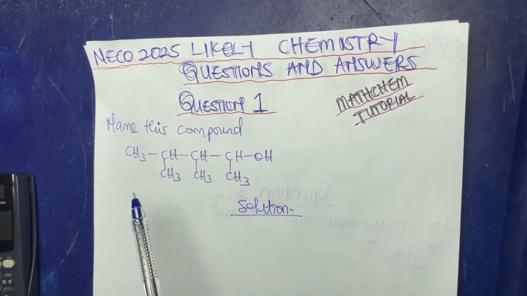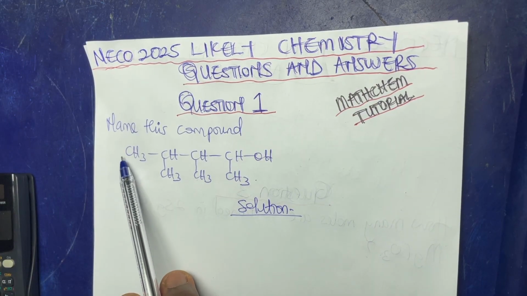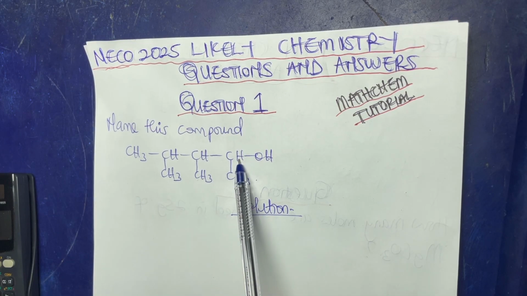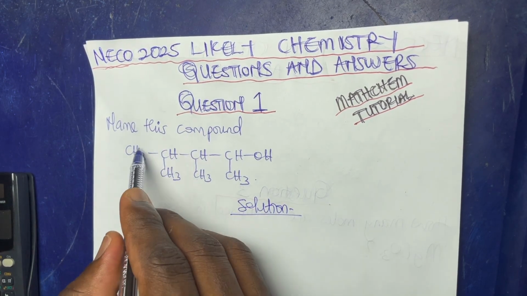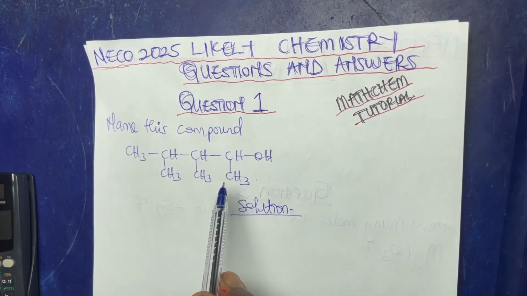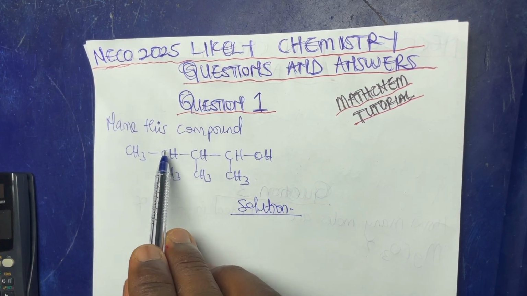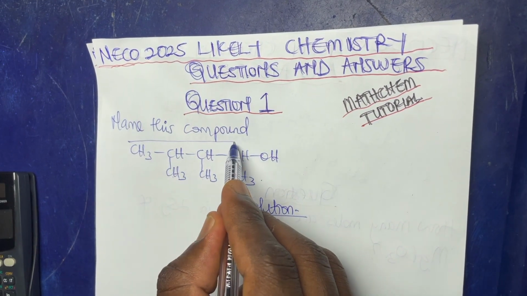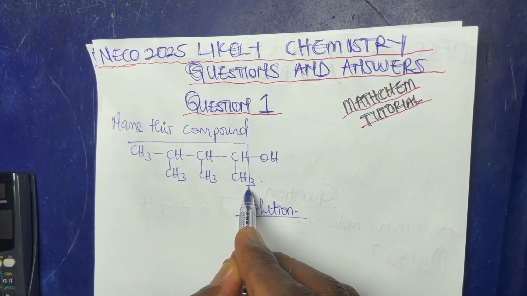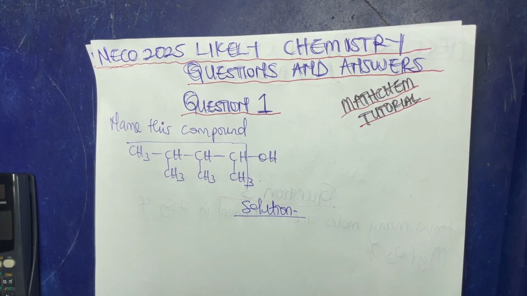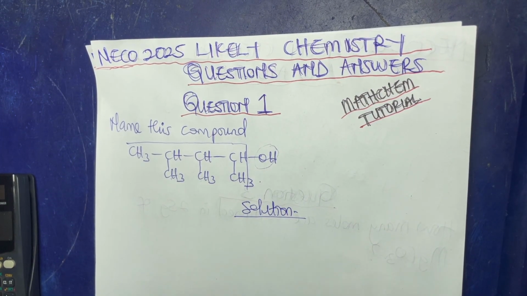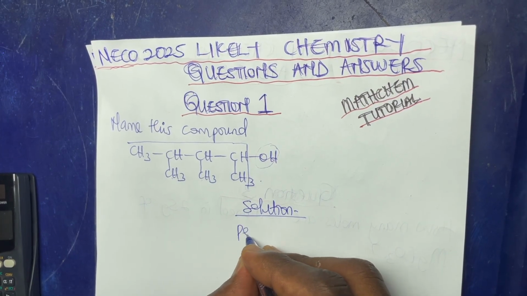So how can I name this compound? Now the first thing is to look for the parent chain. Let's look for the longest chain. Okay, 1, 2, 3, 4, 5. So my parent chain is 5. Let me count from here. 1, 2, 3, 4, 5. It's still 5. So if I go from here, 1, 2, 3, 4, 5. So my parent chain is 5. And then it has a functional group of what? Alcohol. So that means it's going to be pentanol.